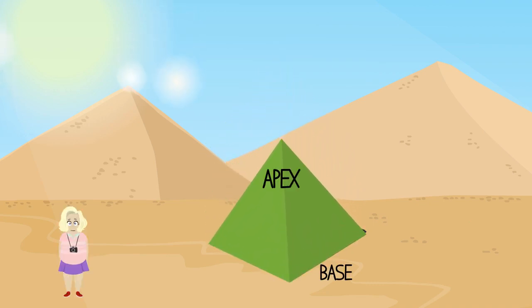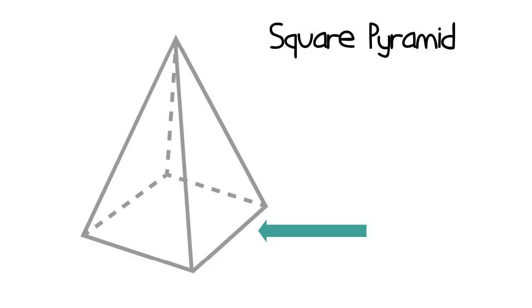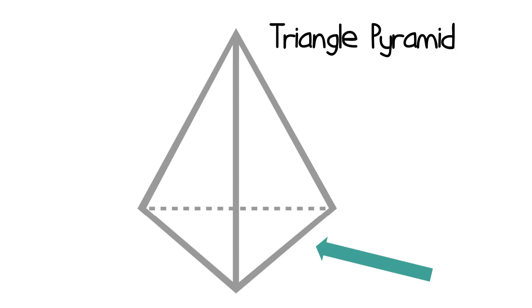The base is the bottom. So if you are asked to compute the area of the base, you would do it just like you would for the area of that type of shape. There are different shapes of pyramids. Square pyramids have a square base. Triangular pyramids have a triangle base.